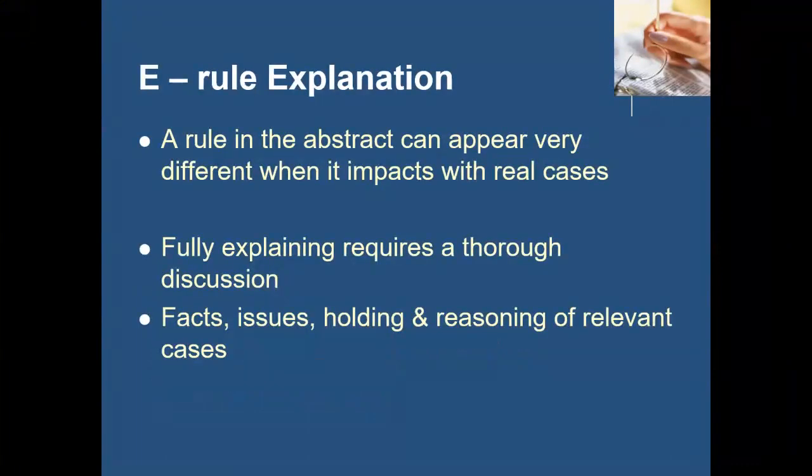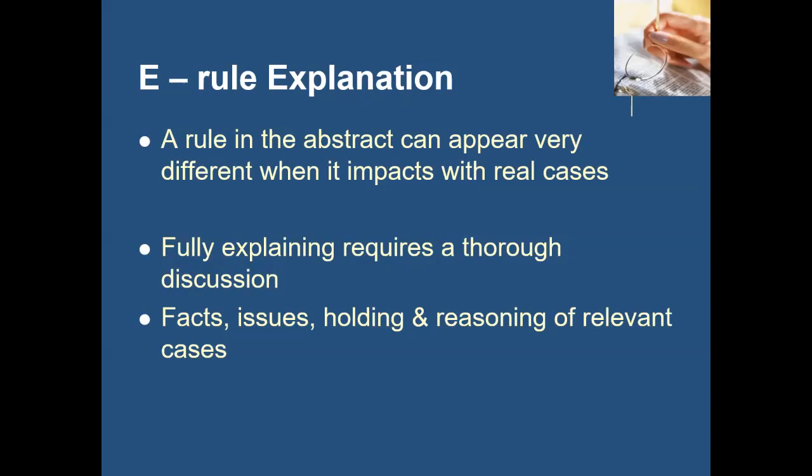So, why do we have a rule explanation section to begin with? I mean, we have a rule section, right? CREAC is C for conclusion, R is rule. Why is there an E for rule explanation? Well, in the rule, or the R, you're just saying what the rule is generally. The rule explanation is an opportunity to give an example of what the rule looks like, because a rule in the abstract can seem very different when it impacts real cases. This is your opportunity to give an example of how the law has applied in the past.